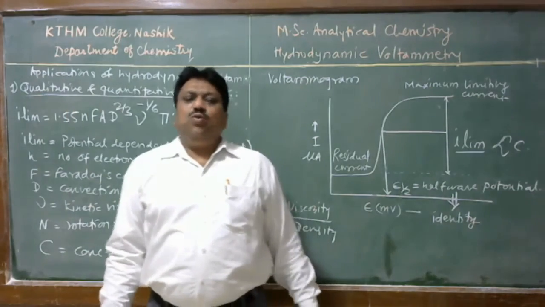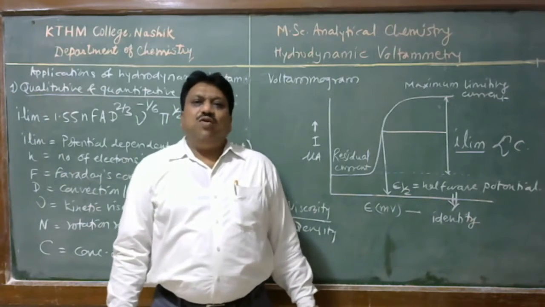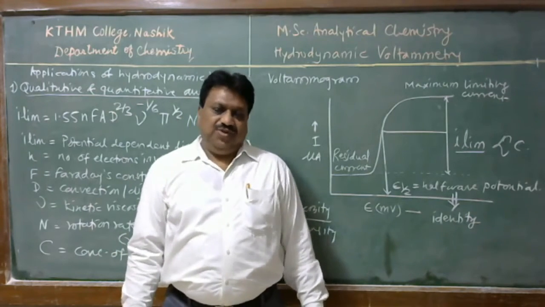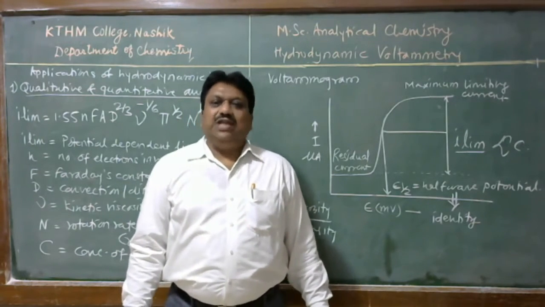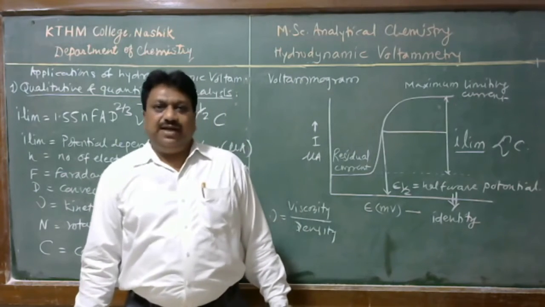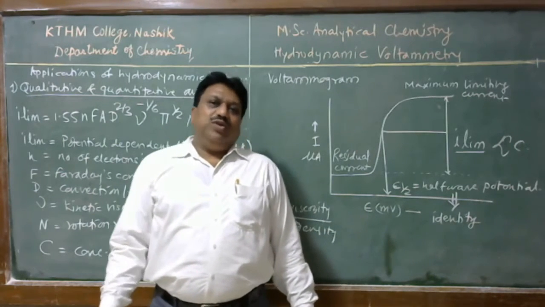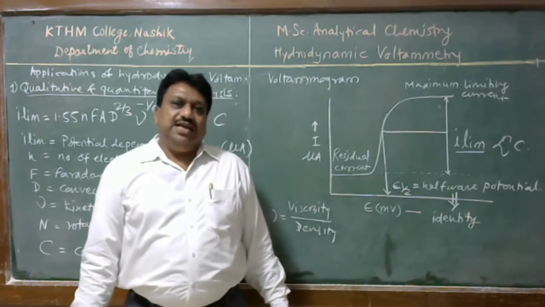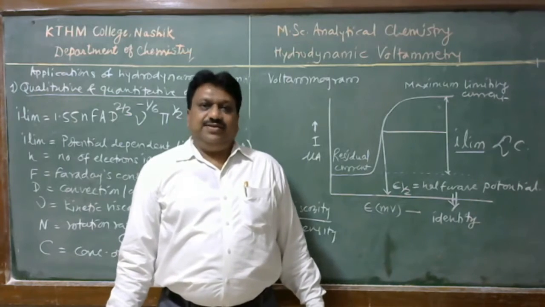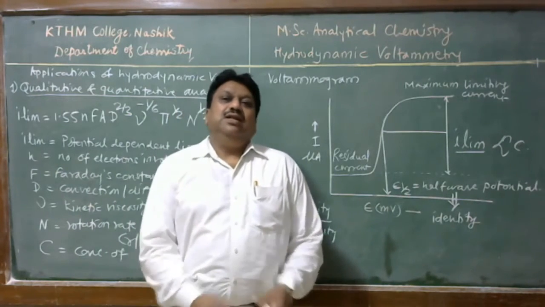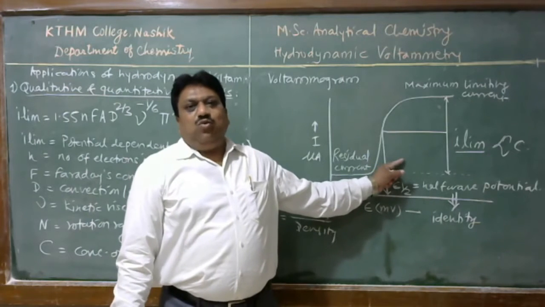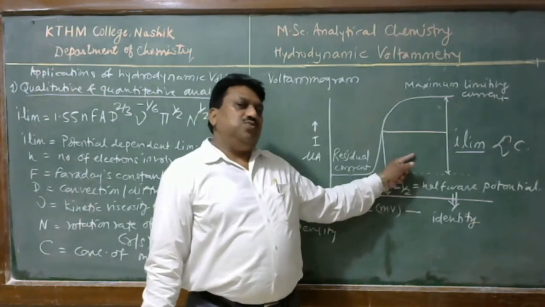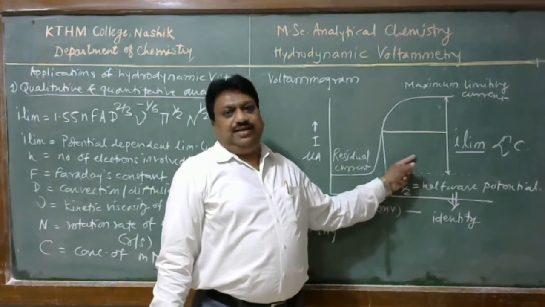Students, similar to polarographic analysis, the results obtained in hydrodynamic voltammetry are in the form of a voltammogram. A voltammogram is a plot of cathodic or anodic current versus applied potential. Similar to polarographic analysis, a step-shaped curve is obtained here that shows a maximum limiting current and residual current. Therefore, the voltammogram obtained is utilized for qualitative and quantitative analysis.